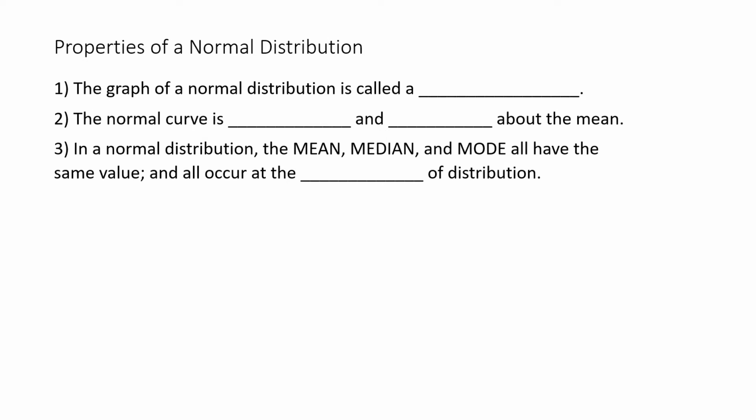Let's summarize the properties of a normal distribution. 1. The graph of a normal distribution is called a normal curve. The normal curve is bell-shaped and symmetric about the mean. Finally, in a normal distribution, the mean, median, and mode all have the same value and all occur at the center of the distribution.